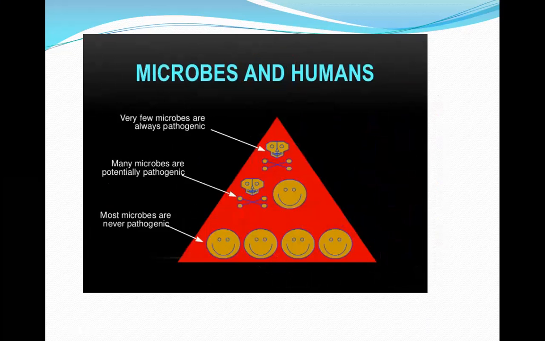Now, microbes and humans. See here, microbes actually means microorganisms. Here, these are the three concepts. One, very few microbes are always pathogenic. Two, many microbes are potentially pathogenic. And third, most of the microbes are never pathogenic. Okay, these are the three things regarding microbes or microorganisms. Next slide.